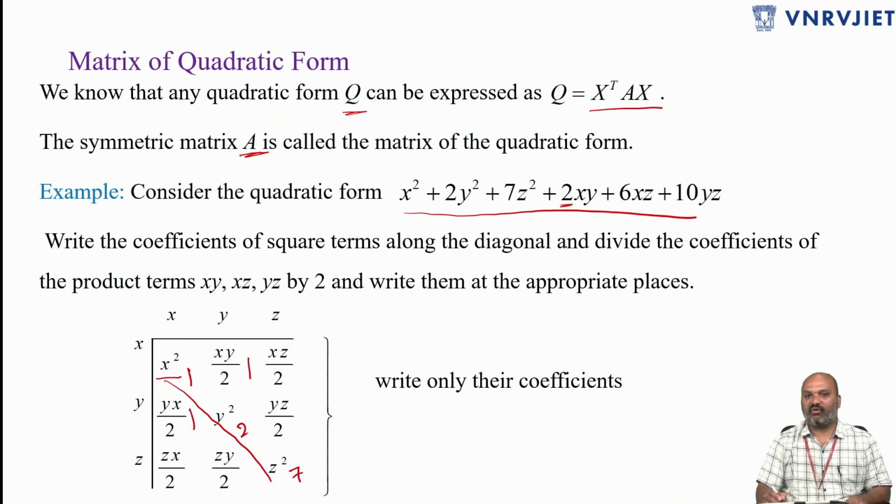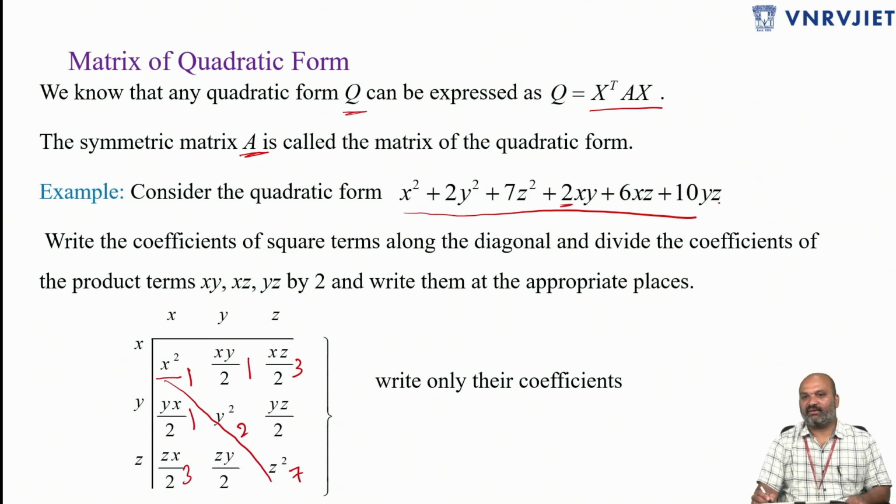Similarly, coming to the coefficient of xz. xz means the first variable and the third variable. So it is 1, 3 as well as 3, 1 position element. Its coefficient is 6. Let's divide it into 2 parts, 3. So here we write 3 and here we write 3.